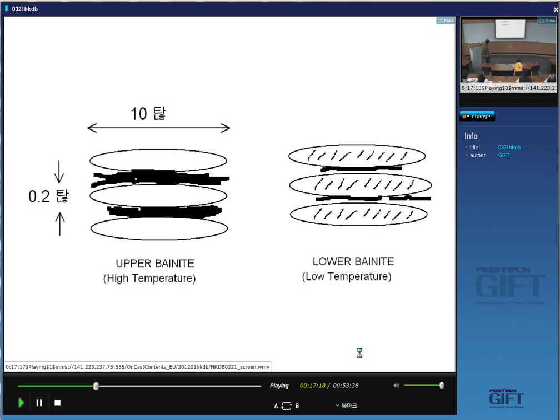So upper bainite forms at a relatively high temperature, and we have plates of ferrite which are completely free from cementite precipitates, but there's a lot of cementite in between the plates of ferrite. And in the case of lower bainite, you have some precipitation inside the plates of ferrite and a smaller amount of precipitation between the plates. Okay? So these are classical microstructures, extremely well established. If you transform at a relatively low temperature, you will get a structure which looks like this. If you transform at a relatively high temperature, you will get what's known as upper bainite.